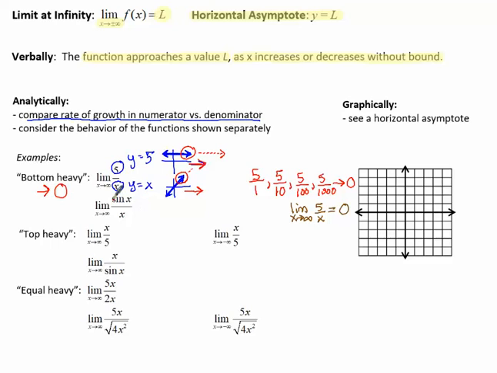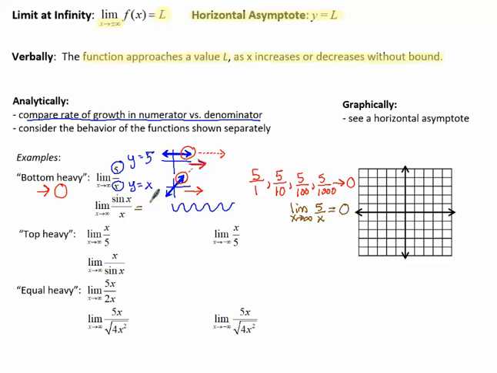Let's take a look at another example that's not necessarily as obvious. Think about the graph of sine of x. What is it doing? Is it increasing? Is it decreasing as x gets bigger and bigger? It's not really increasing or decreasing at all. It's basically staying constant like y equals 5. Sine of x is just up, down, up, down. It doesn't grow or get smaller. Whereas x, like we showed here, does continue to grow. Therefore, this is another example of what it could look like to be quote-unquote bottom heavy, and therefore this limit also equals 0.